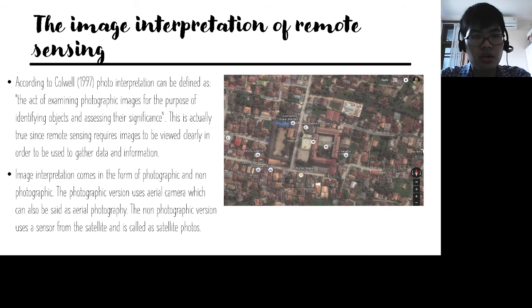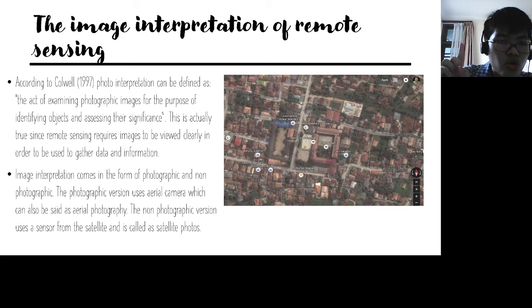The image interpretation of remote sensing. As you can see from the picture over there, that is the result and the image interpretation of remote sensing. According to Cowell, 1997, photo interpretation can be defined as the act of examining photographic images for the purpose of identifying objects and assessing their significance. This is actually true since remote sensing requires images to be viewed clearly in order to be used to gather data and information. Image interpretation comes in the form of photographic and non-photographic. The photographic version uses an aerial camera, which can also be called aerial photography.